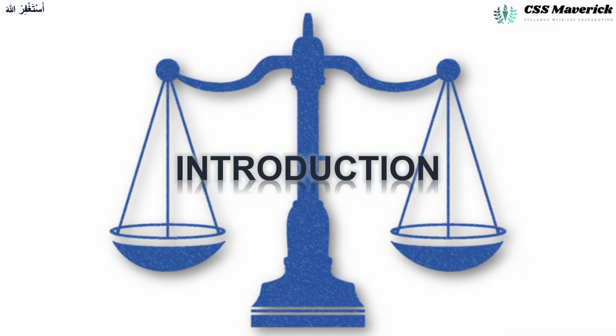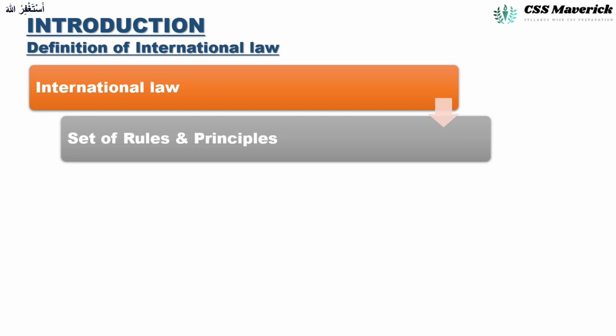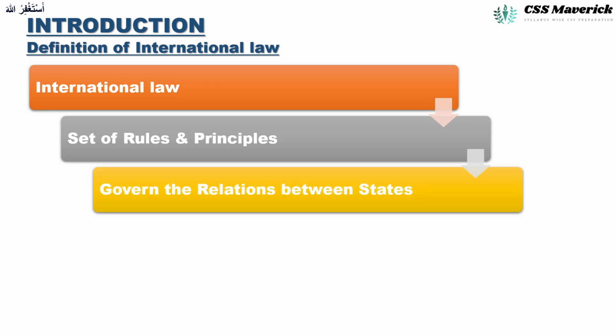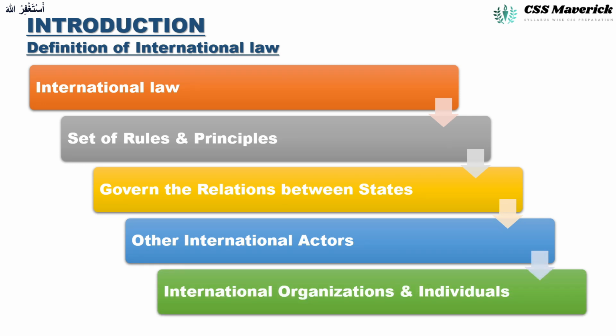Let us start the topic with the introduction. First of all, the definition of international law. International law is a set of rules and principles that govern the relations between states as well as other international actors, such as international organizations and individuals.